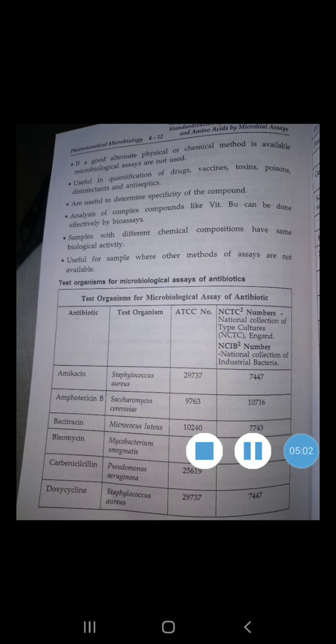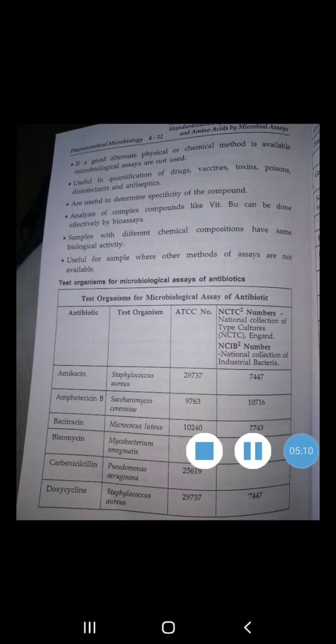Then for bleomycin, Mycobacterium smegmatis. Then for carbenicillin, Pseudomonas aeruginosa. Then for doxycycline, Staphylococcus aureus. Then for the assay of erythromycin, Micrococcus luteus is used as the test organism. Then for chloramphenicol, Bacillus pumilus is used as the test organism.